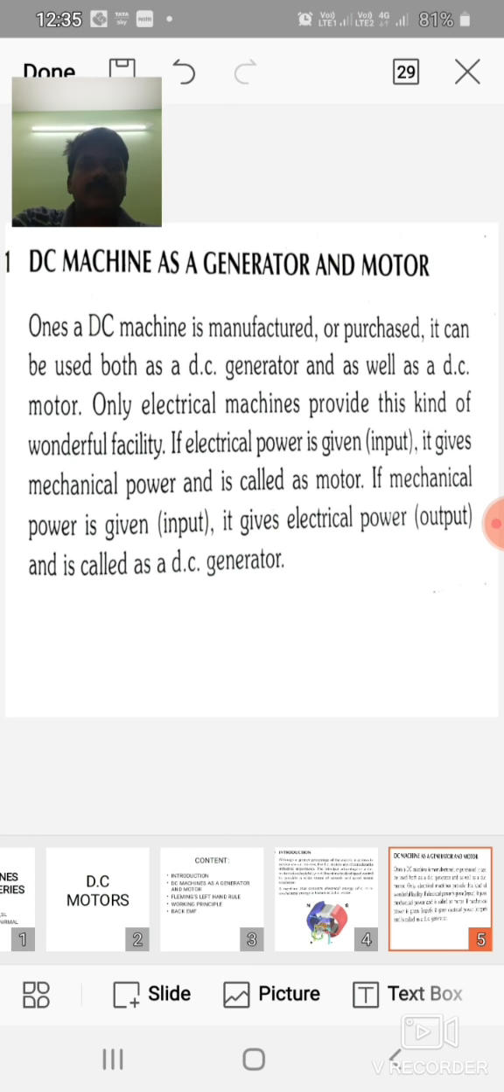A DC machine is manufactured or purchased. It can be used both as a DC generator and as a DC motor. Only electrical machines provide this kind of wonderful facility. That is, if electrical power is given as input, it gives mechanical power and is called a motor. If mechanical power is given as input, it gives electrical power output and is called a DC generator.